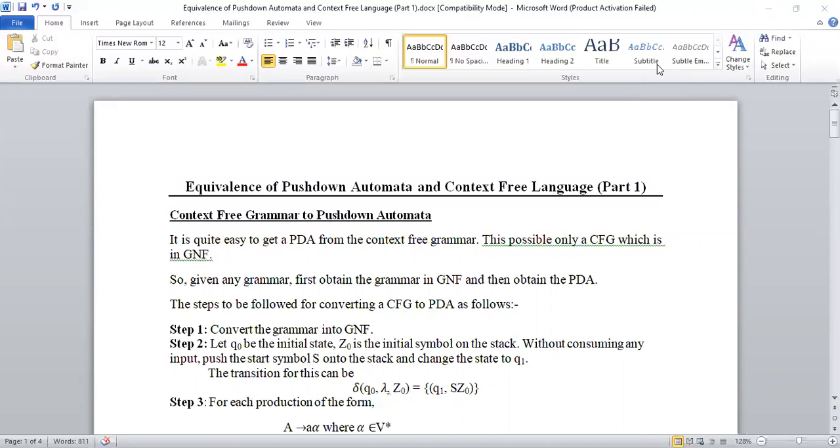So here the transition for this state, that is delta of Q0, where Q0 is the initial state, without consuming any input, so the lambda is here. Z0 is the initial symbol of the stack. So the delta, that is the transition function, Q0 is the initial state, without taking any input, that is lambda, and Z0 is the initial symbol on the stack.